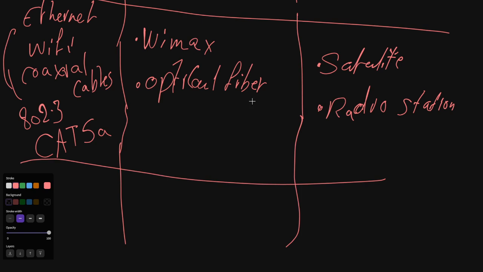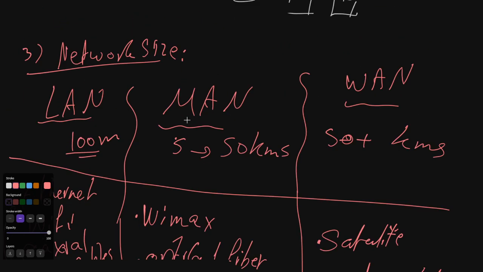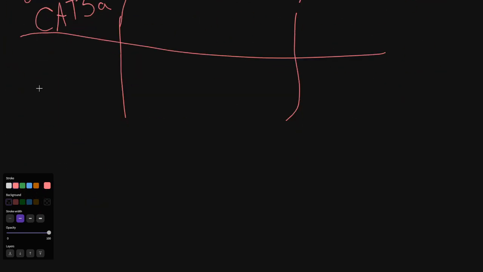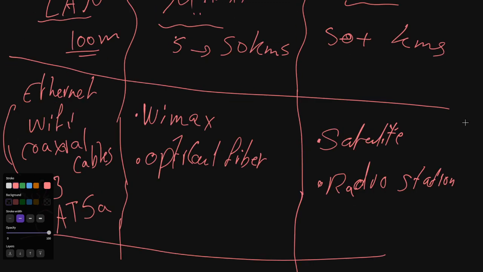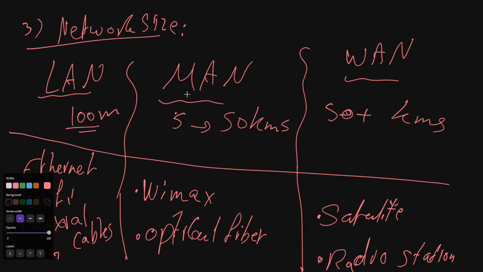Also, what they stand for: LAN is the local area network, MAN is the metropolitan area network. It's like a city size, while this is like house size, a maximum of a house. This is metropolitan, like a city size. And this is usually country size, or multiple governments. So this is the difference in sizes between LAN, MAN and WAN.